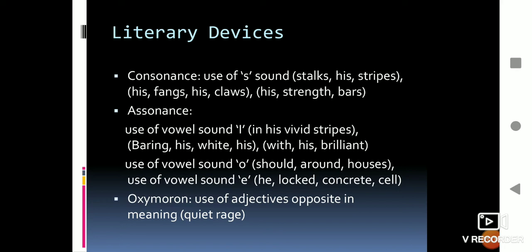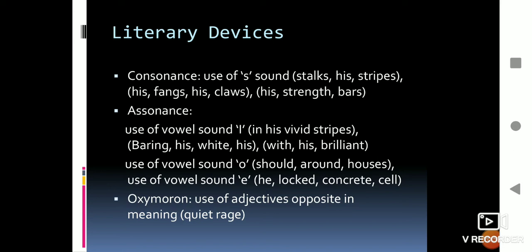Next is assonance. Now, assonance is the use of vowel sounds, I, O, E. Okay, repetition of vowel sounds in a sentence. So here you will see there are many examples of assonance. Use of vowel sound I in "his vivid stripes." Then next is "bearing his white," then "with his brilliant." So in all these three, the vowel sound I is used.